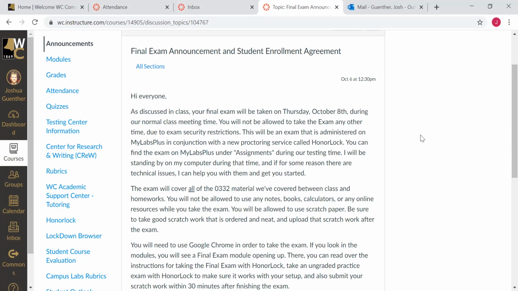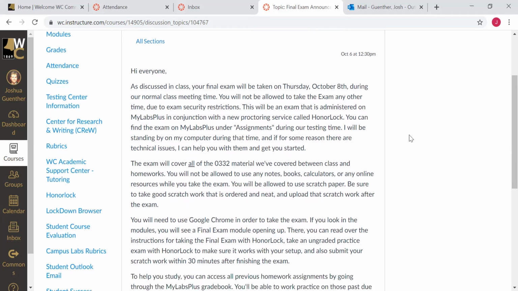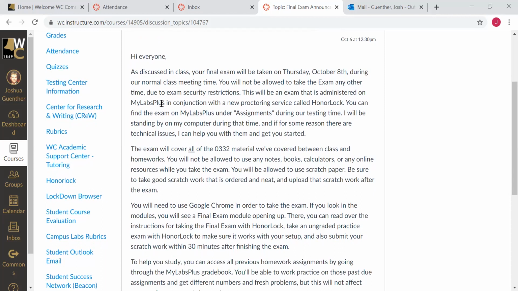It does work on Chromebooks now. It did not work on Chromebooks previously, but this new system we're using called HonorLock is going to be usable with Chromebooks. So anyways, this will be an exam that is administered on MyLabs Plus. So you're going to be physically taking it in MyLabs Plus, but separately, you're also going to have this HonorLock system open as well. You're going to have them in tandem. You can open them in multiple tabs along the top, so to speak.